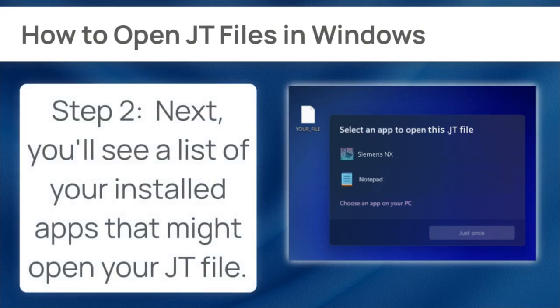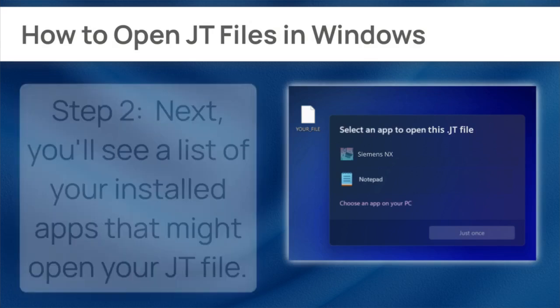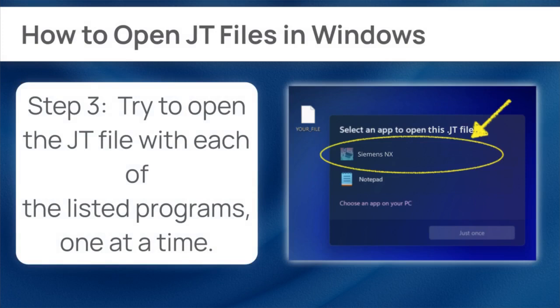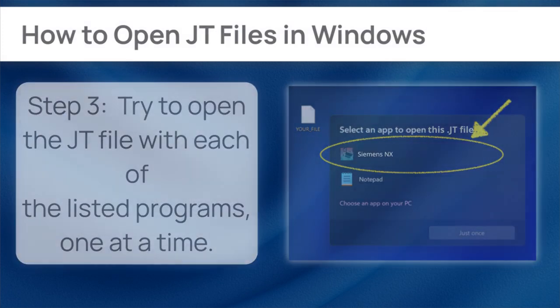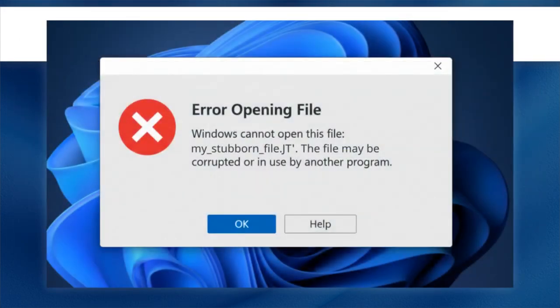Right-click your JT file and choose Open With. Test Siemens NX first. If it fails, select another application. The solution lies in finding the right reader. If you still can't open the JT file, it's okay.